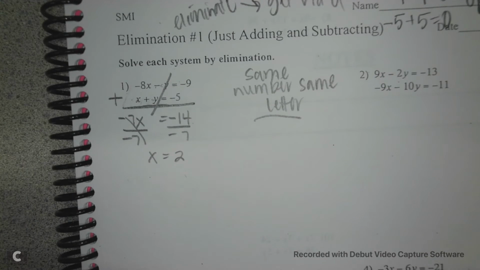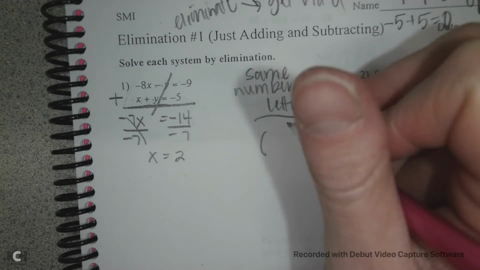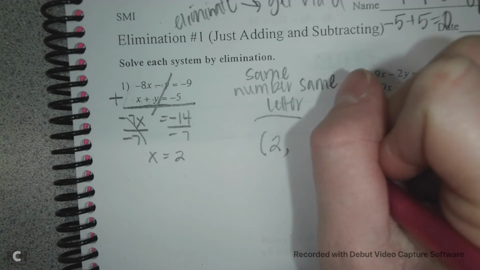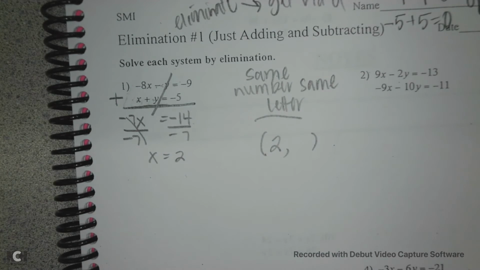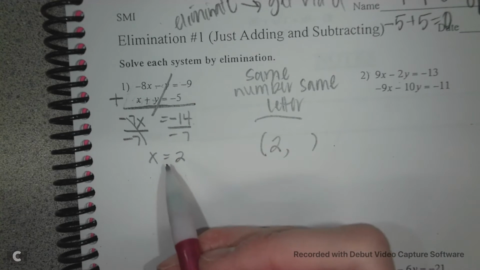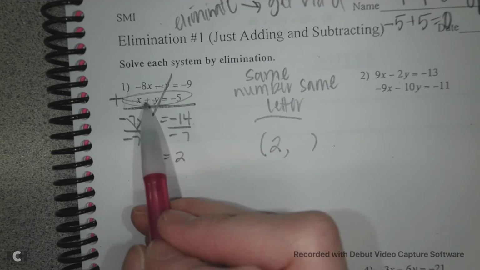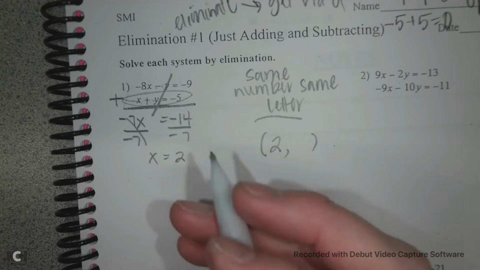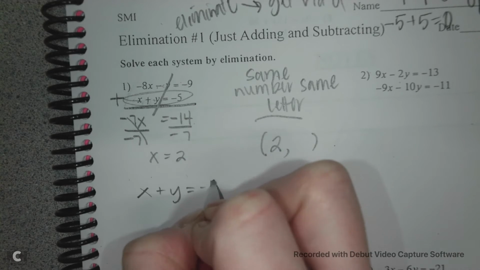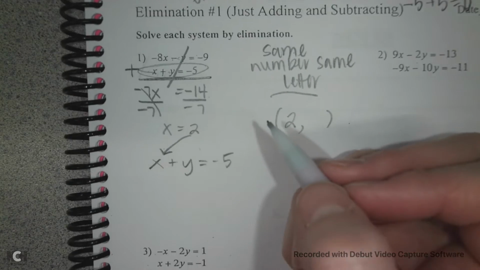So remember, the goal here is the same as the goal for graphing and the same as the goal for substitution. We want to get our ordered pair. So we have our x value, and then we're going to get our y value. Just like substitution, we need to plug this number back into either equation and figure out what our y value is, because that's what we're missing. So I'm going to pick the bottom equation because I have less negatives and I have smaller numbers, but it's up to you. So we're going to use x plus y equals -5, and we have 2 for our x value, so we're going to take out our x and replace it with our 2.